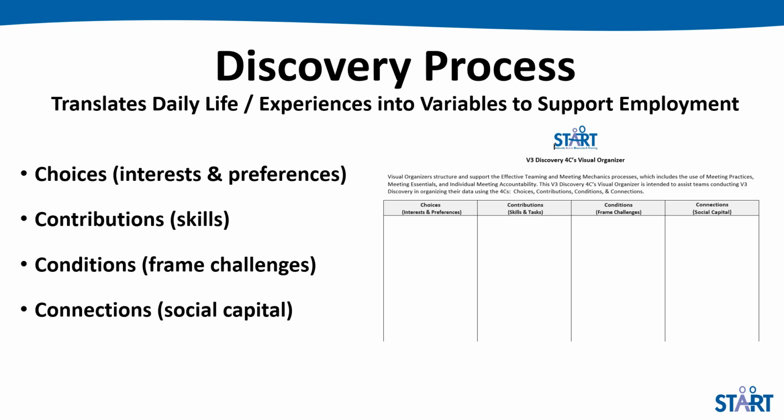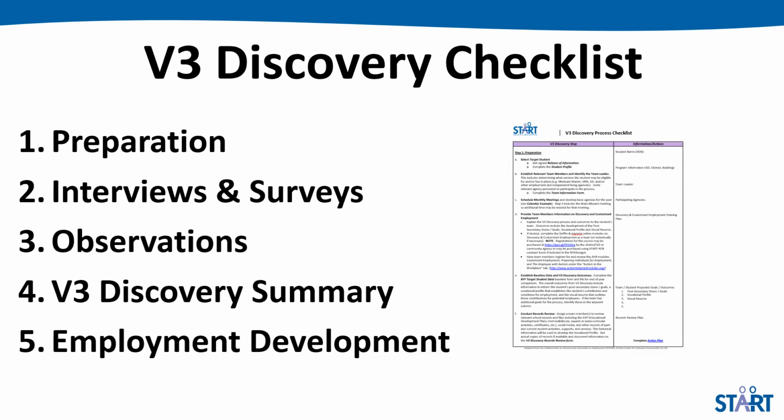And who does the student know? Who do they hang out with? Who does the family hang out with that could be potential social capital to be able to use to make those connections to employment? So you should be well on your way to gathering information through interviews and surveys, and we are now moving on to step 3, the observations.